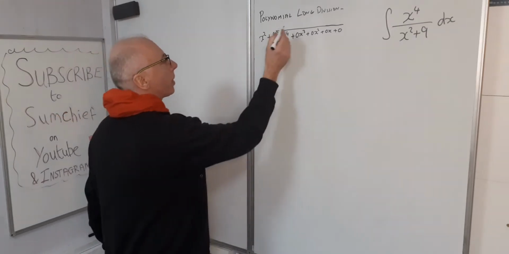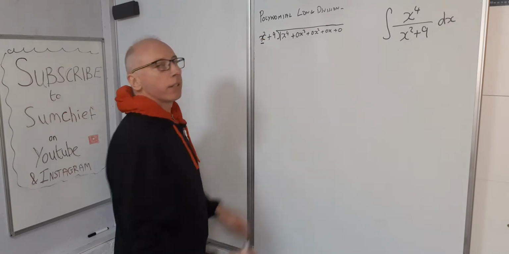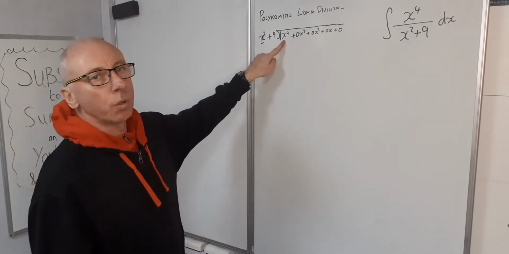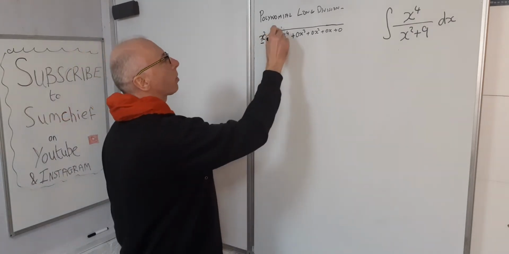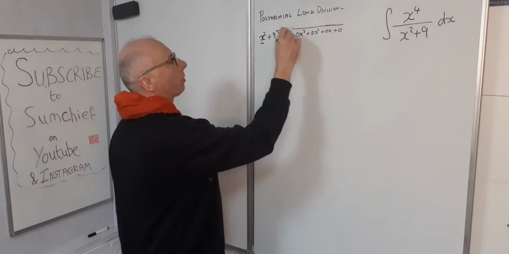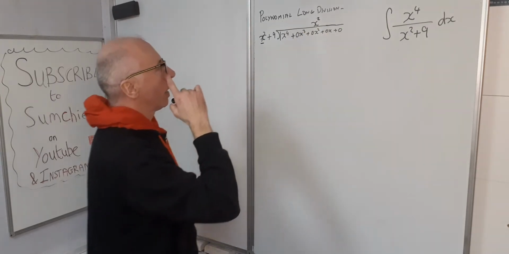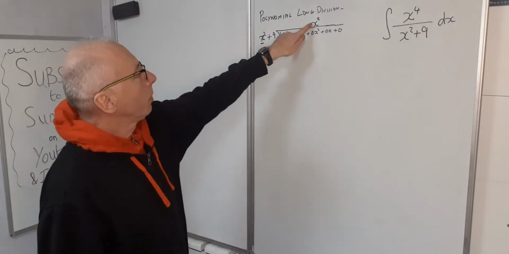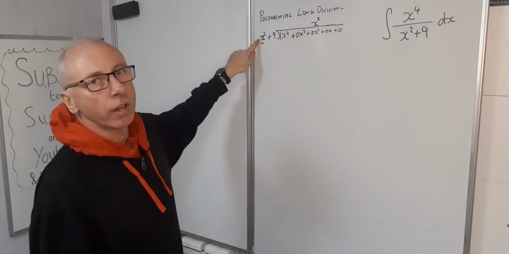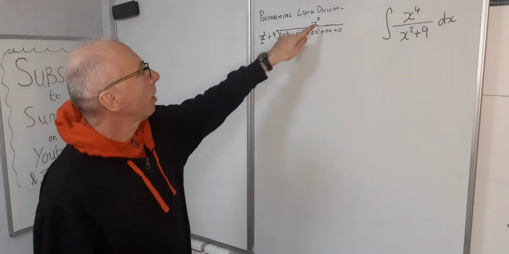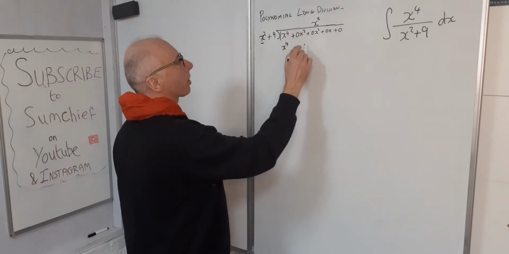Okay, right. So first of all, x to the power of 4. All we're interested in at this stage is this one here, x². So how many x² are in x to the power of 4? Well, to get to x to the 4, we need to multiply by x². So therefore, we've got x². So let's put x² here. So we've got all the x² in line. And now what we do, we take this x² and multiply by this x²+9. So if we multiply x²+9 by x², we get x to the 4 plus 9x².